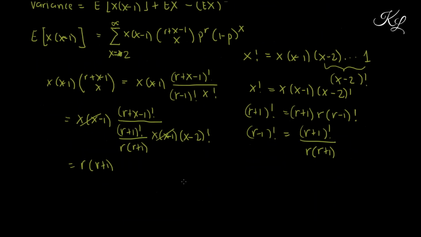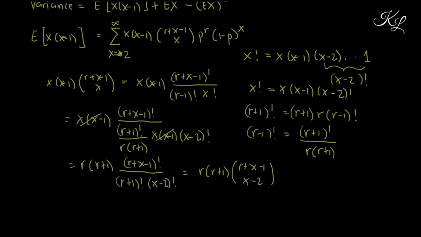Then we have r plus x minus 1 factorial over this one, r plus 1 factorial and x minus 2 factorial. But this term here is equal to r plus x minus 1 chooses x minus 2, because r plus x minus 1 we have here at the top, and r plus x minus 1 minus x minus 2 is r plus 1. We have r, let me show it in here, minus x minus 2. This is equal to r plus x minus 1 minus x plus 2. This is equal to, we can cancel x, and we're left with 2 minus 1 is 1, so we have r plus 1. So we have r plus 1 factorial here, and x minus 2 is in here.